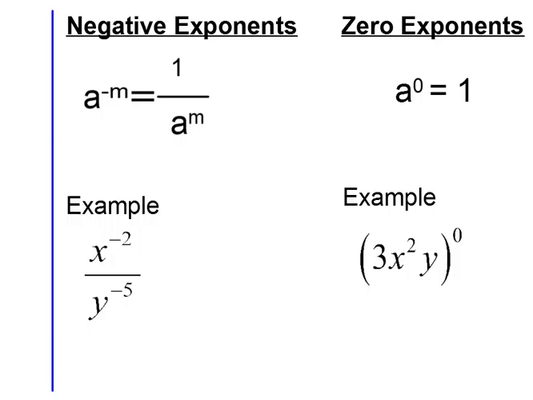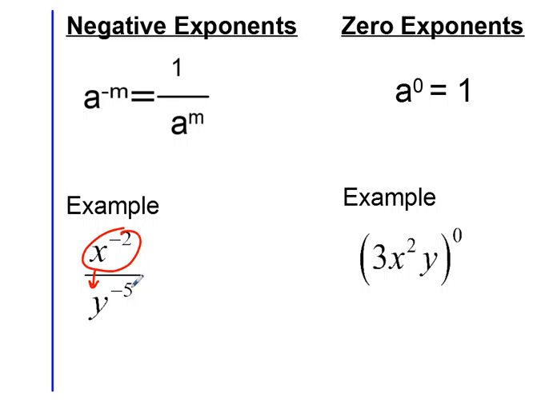Negative exponents really badly want to be positive. A negative exponent can become positive if it moves from either the top to the bottom or vice versa from the bottom back up to the top. So let's take a look at the example here. We have an x with a negative 2 exponent. To be a positive 2 exponent, he really badly wants to move down.